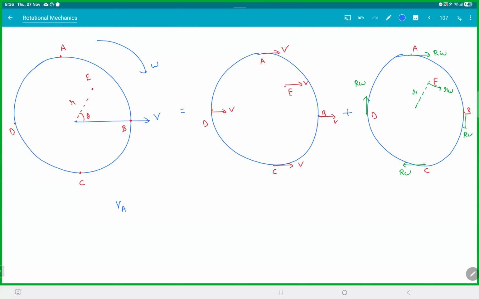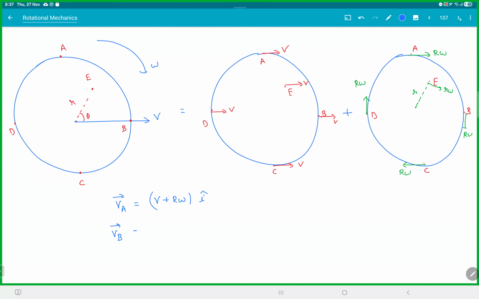Now, in case of a rolling body, the center is fine, but generally, when you are just flying in the air, you take the center of mass. So velocity of A will be V i cap, that is due to the translation, plus R omega due to rotation. So VA will be (V plus R omega) i cap. So you simply add the velocity from translation and the velocity from rotation.